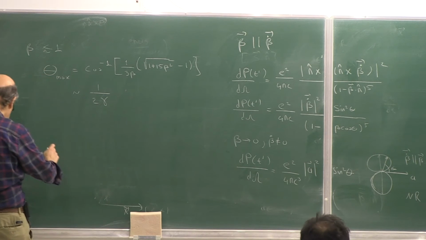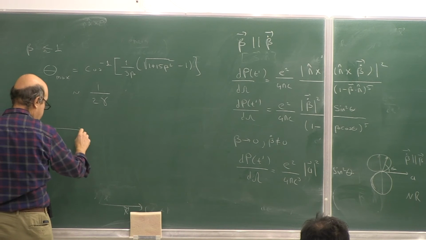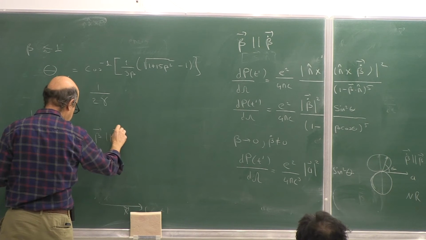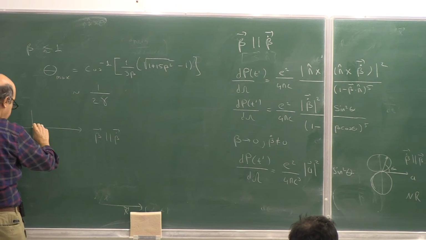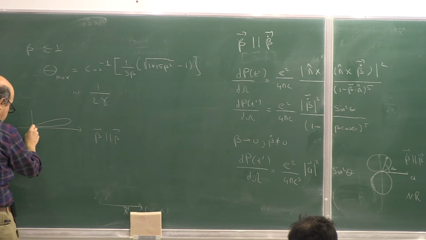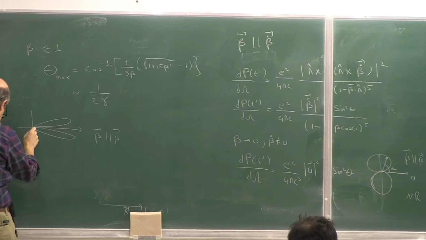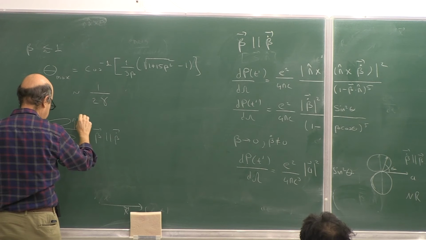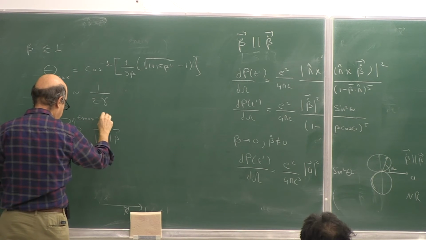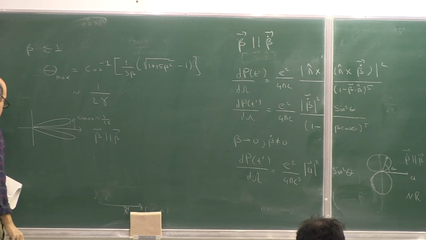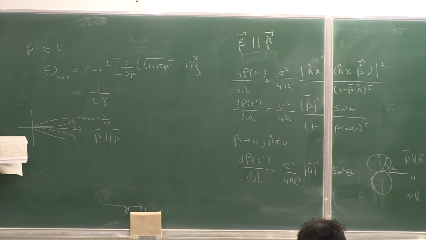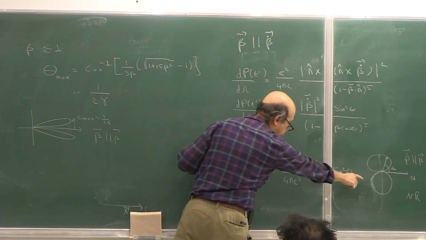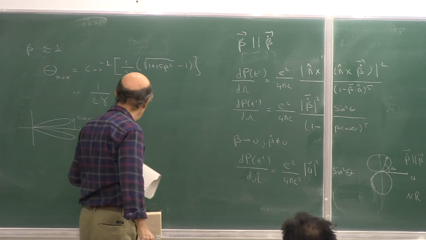So what does it tell us? If the charged particle is in linear acceleration and relativistically moving, the radiation pattern is something like this in the forward direction, and this angle theta maximum is 1/2 gamma. So this is the form of the radiation in the relativistic case for linear acceleration, and this is the pure dipole pattern in the non-relativistic case.